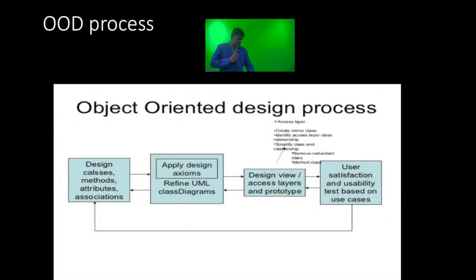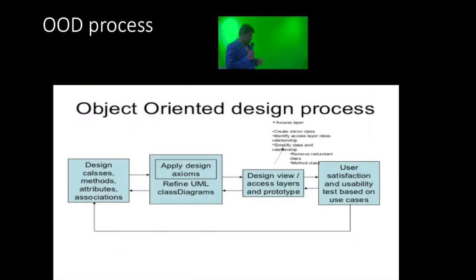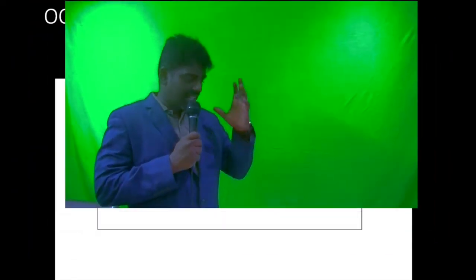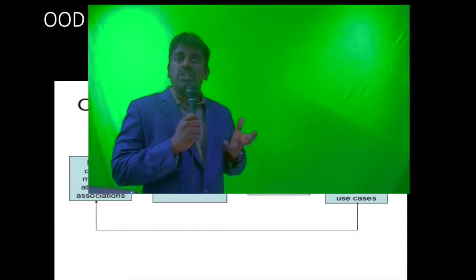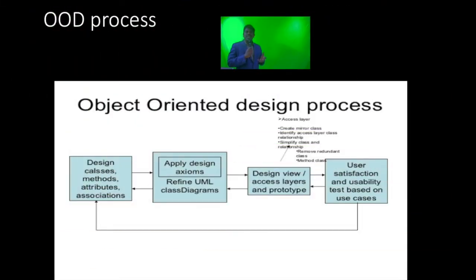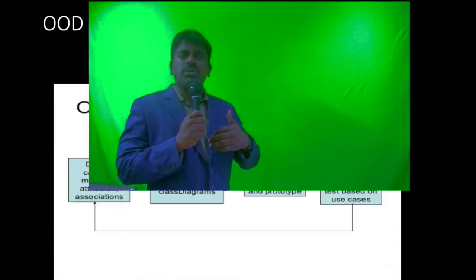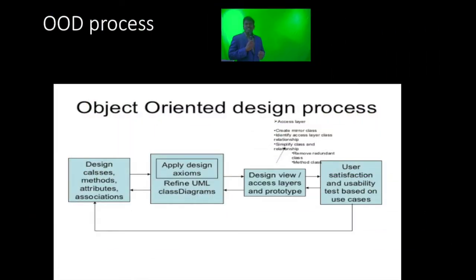Next, when we see the OOD process, that is the object-oriented design process, how can we categorize it? First, we see how we are going to design the classes. When we design the classes, we know the components of a class: we have attributes, methods, and how a class is associated with another class. All these things we are going to take in this step.